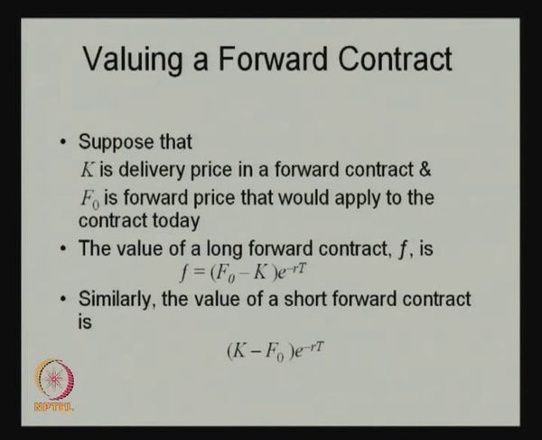So, in general if you talk about how the valuation of the forward contract is done, suppose that K is the delivery price in a forward contract, and F0 is the forward price that would apply to the contract today. Then the value of a long forward contract, in the sense of the buyer's contract, if we denote it as f, is f equal to (F0 minus K) e to the power minus rT. Like that, the value of a short forward contract will be (K minus F0) e to the power minus rT, just the opposite. This is the way the value of the forward contract is done for the long forward contract and the short forward contract.